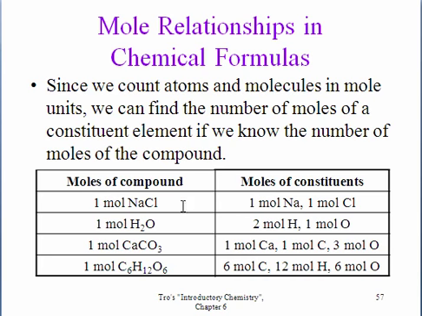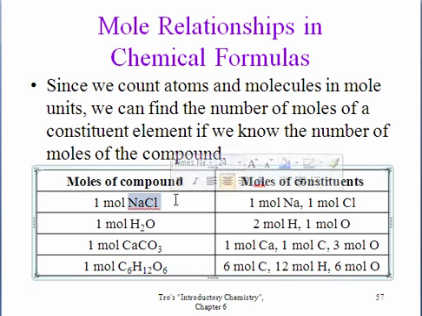So let's look at some examples here of ionic and covalent compounds. Here's an ionic compound, since it has a metal in it. 1 mole of sodium chloride is going to have 1 mole of sodium and 1 mole of chlorine. 1 mole of water is going to have 2 moles of hydrogen and 1 mole of oxygen. 1 mole of calcium carbonate is going to have 1 mole of calcium, 1 mole of carbon, and 3 moles of oxygen. And 1 mole of glucose is going to have 6 moles of carbon, 12 moles of hydrogen, and 6 moles of oxygen.